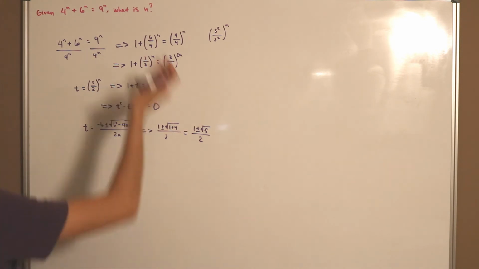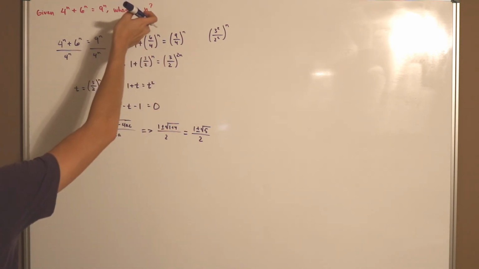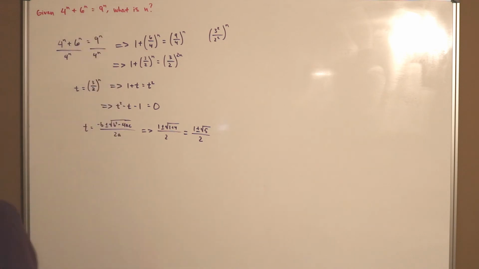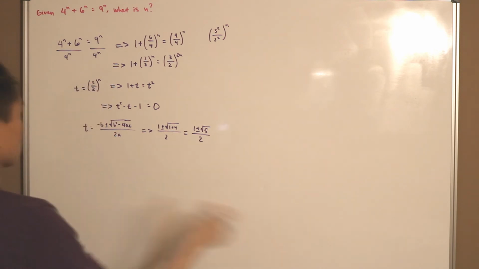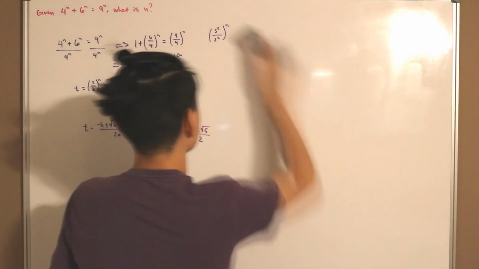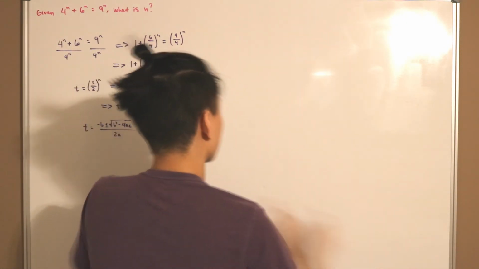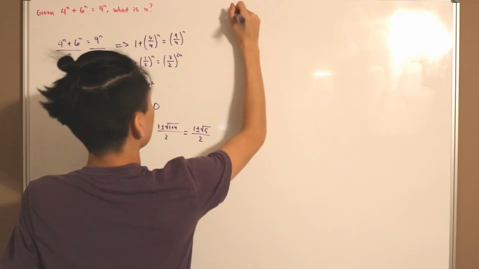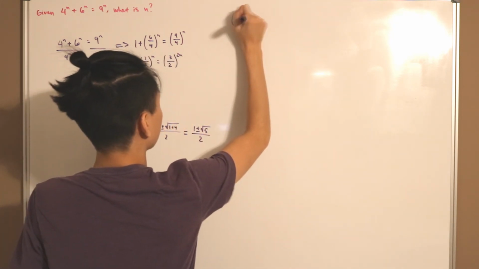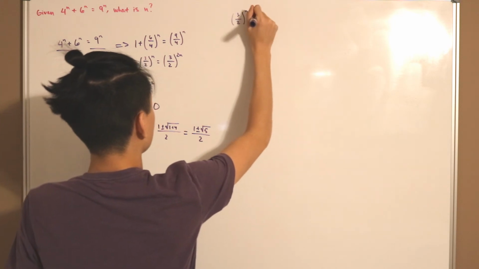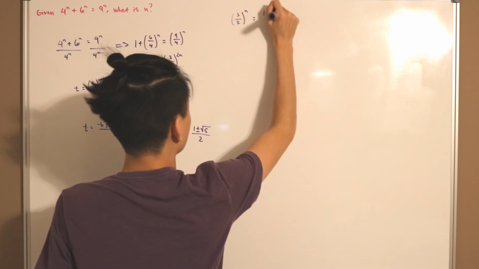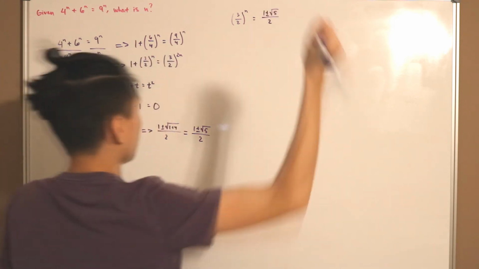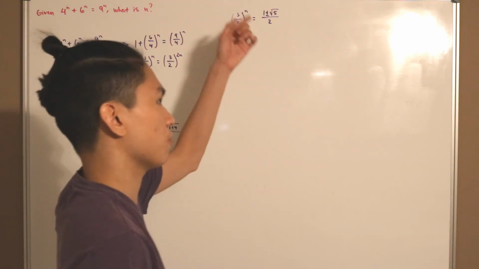But we're being asked to solve for n. What is n equal to such that it satisfies the given equation here? So we're actually going to substitute back t equals 3 divided by 2 raised to the n. So that means we have 3 divided by 2 raised to the n equal to 1 plus or minus the square root of 5 divided by 2. And now the last thing we have to do is just solve for n.